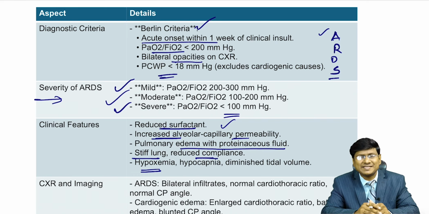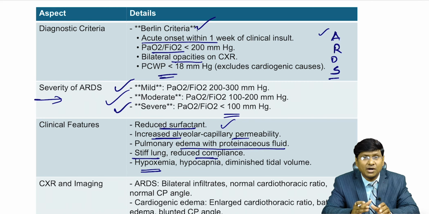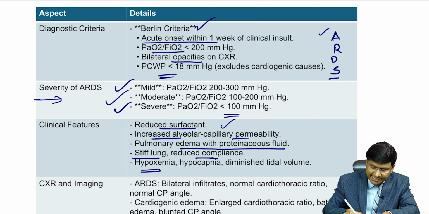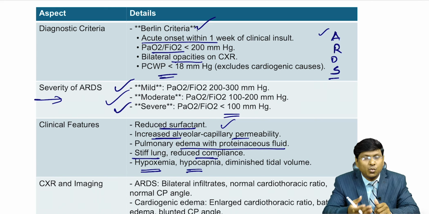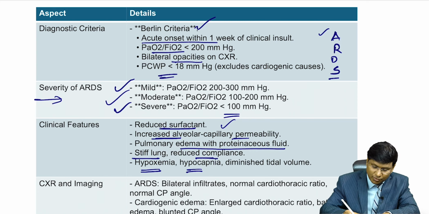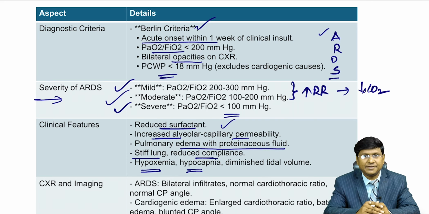And there is hypoxemia in these individuals because the lung parenchyma is replaced by fibrous tissue. And there will be hypocapnia. Why is there hypocapnia? Please remember, in mild to moderate ARDS, there will be tachypnea, an increase in respiratory rate, that will cause carbon dioxide washout that will result in hypocapnia.